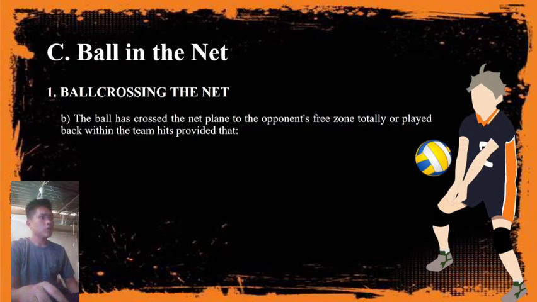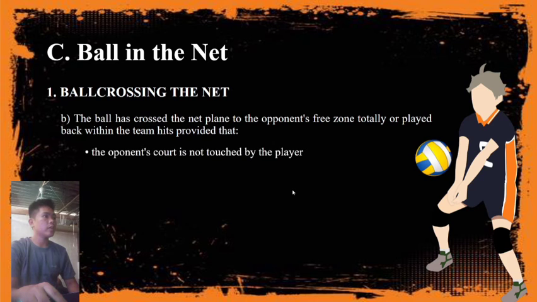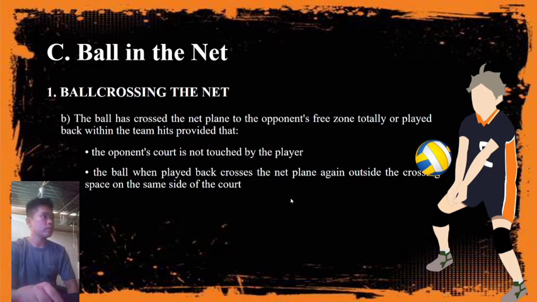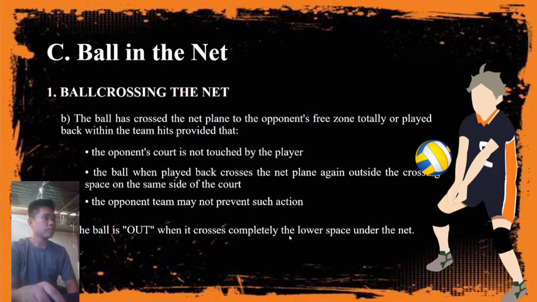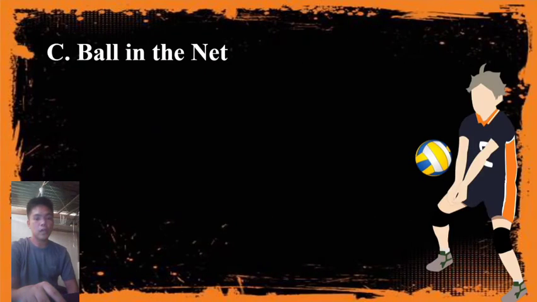The ball that has crossed the net plane to the opponent's free zone totally may be played back, provided that the opponent's court is not touched by the player. The ball, when played back, crosses the net plane again outside the crossing space on the same side of the court. The opponent team may not prevent such action. C. The ball is out when it crosses completely the lower space under the net.